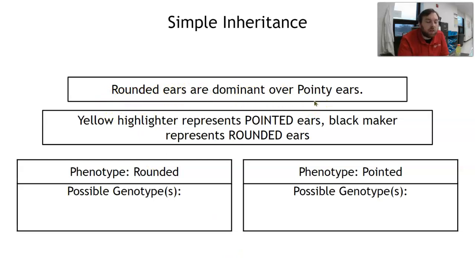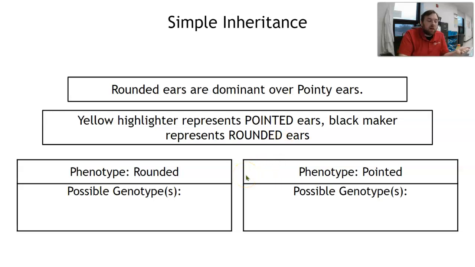To help us understand the phenotype that is represented, how the dominant allele shows up and recessive allele doesn't show up, we're going to use a yellow highlighter to represent the pointed ears phenotype and a black marker to represent the rounded ears phenotype. So if you need a highlighter, you need a marker, please let me know. I got some right up front. I'll set them out on my table for you.